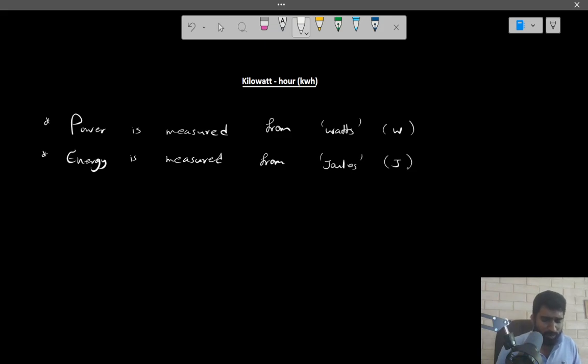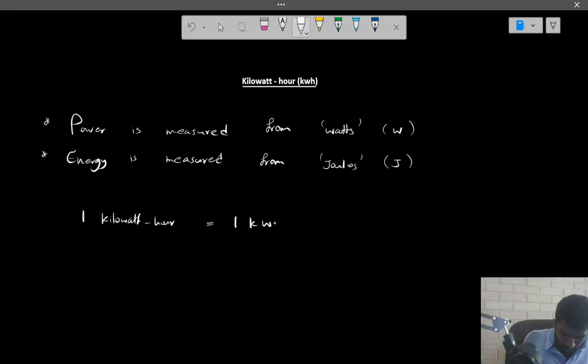So when we say kilowatt hour, you can see here, I can write 1 kWh like this, right? The meaning of this one is 1 kilowatt for 1 hour. Sorry, not per. 1 kilowatt for 1 hour.